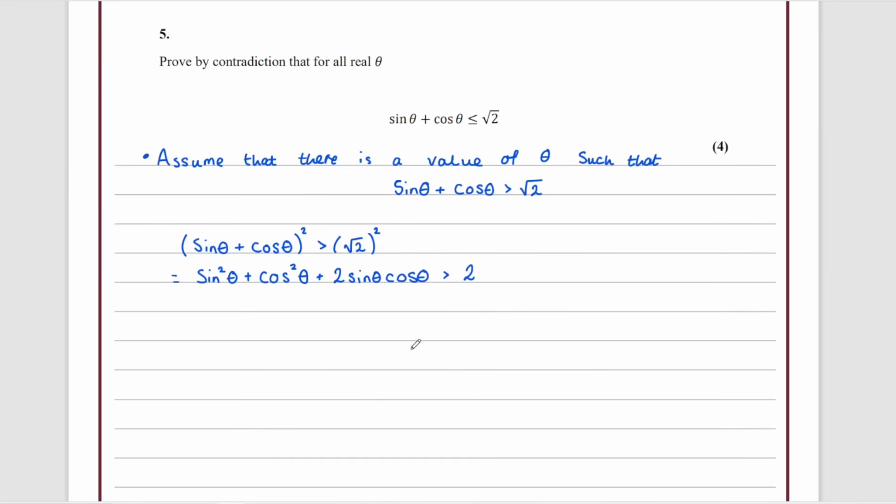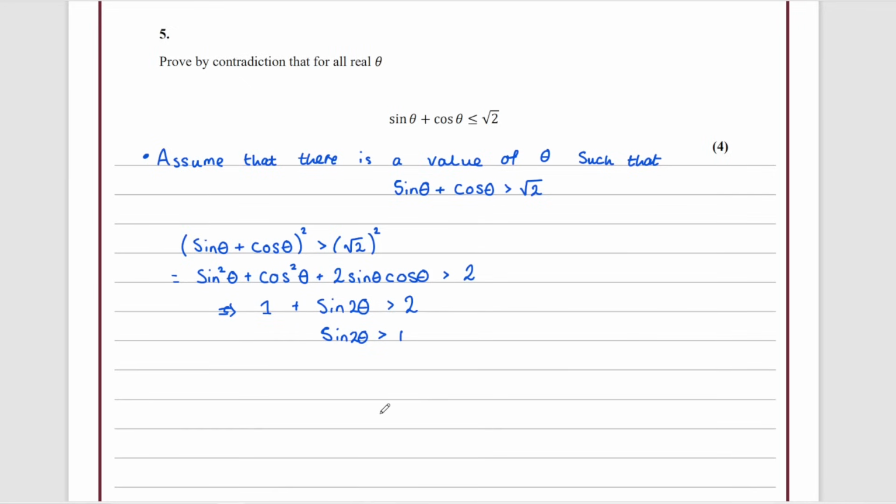Now from here, you need to notice we can use our trig identities, because I've got sine squared theta plus cos squared theta, and we know that that is identical to 1. So this bit here is equal to 1. And then 2 sine theta cos theta, this is the double angle formula for sine, so we've got plus sine 2 theta, and this is strictly greater than 2. So from here, what can we do now? Well, I can subtract 1 off both sides. If we do that, we get sine 2 theta is strictly greater than 1.